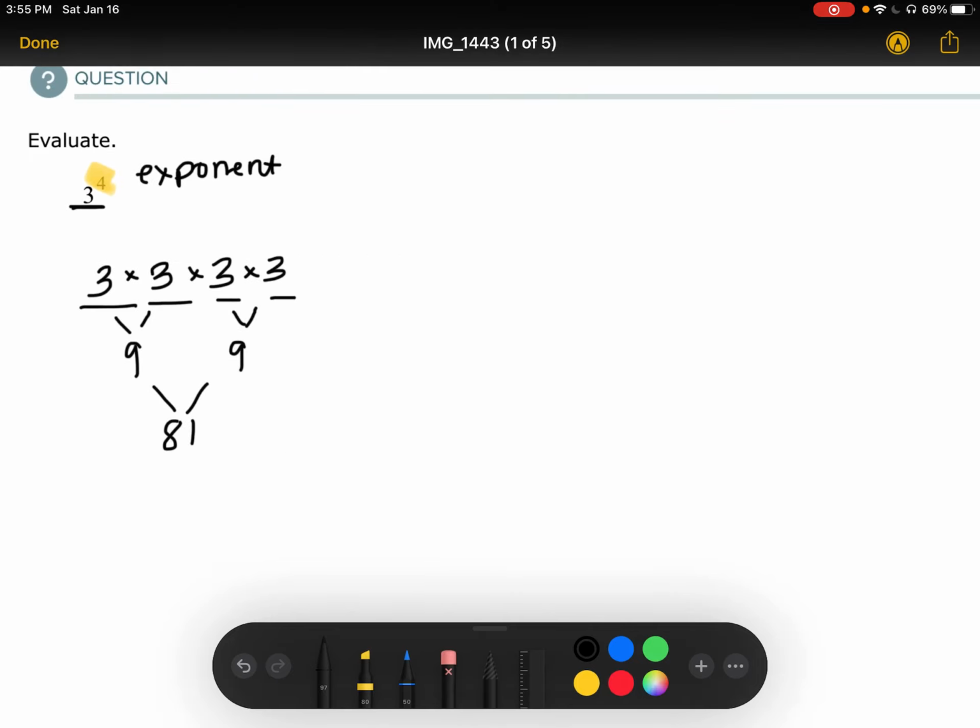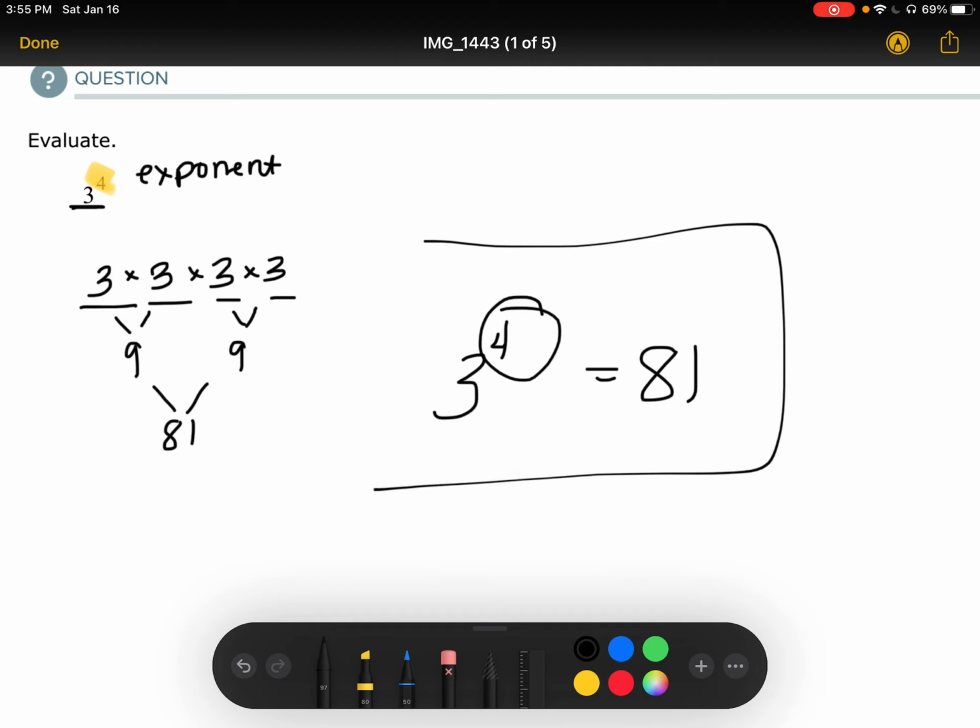So the answer to this is 3 to the power of 4. That's what it's called, 3 to the power of whatever this number is. 3 with the exponent of 4 equals 81. And that is it. That is your whole problem.